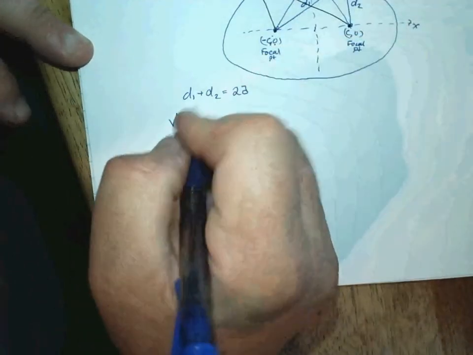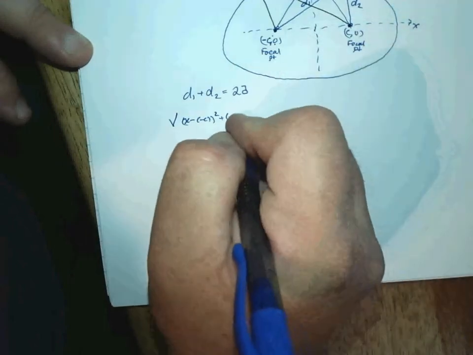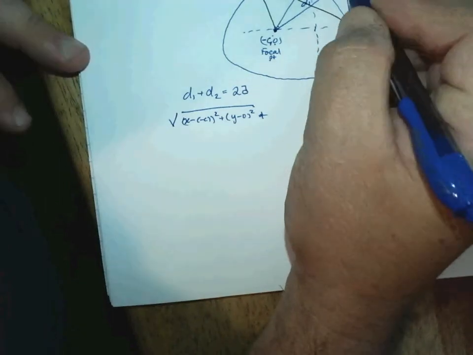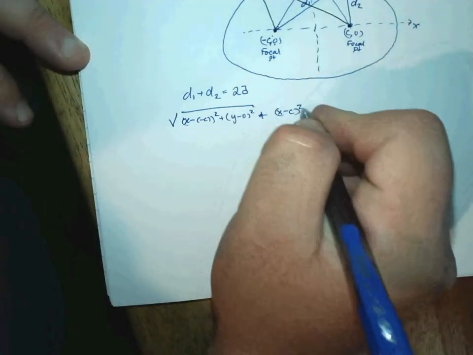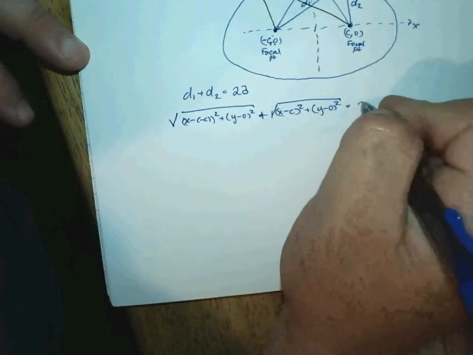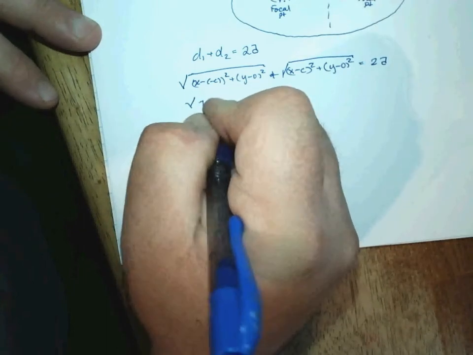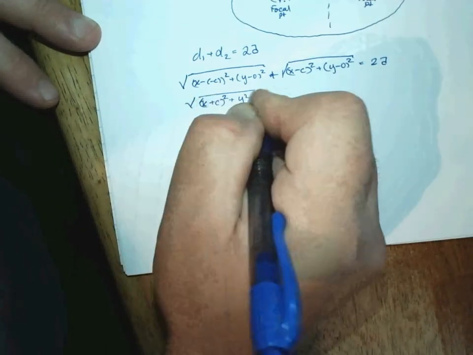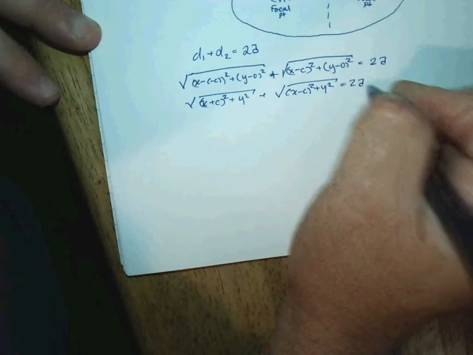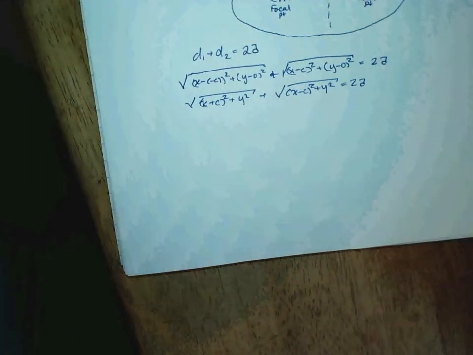x minus negative c, squared, plus y minus 0, squared, square rooted. And we add this distance over here as well. x minus c, squared, plus y minus 0, squared, square rooted. And that's 2a. Okay? Now, cleaning this up just a little bit, underneath the square roots, we have x plus c being squared plus y squared, plus the square root of x minus c being squared plus y squared, equals 2a. And I need to solve this into a form that's easier to work with. Excuse me. So I need to get rid of those square roots.